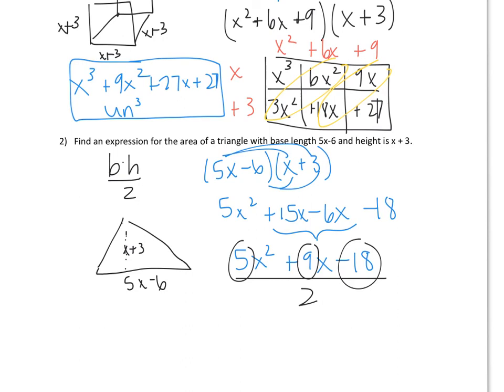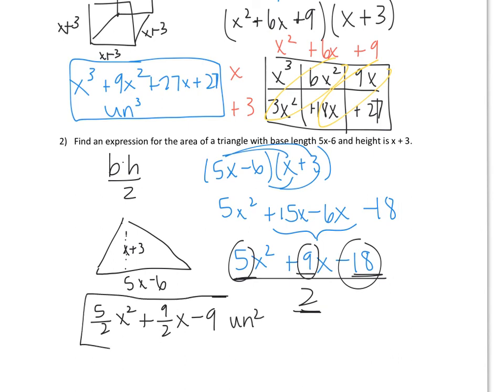So I get 5 halves x squared, and I'm not allowed to divide the exponents, because these are just numbers. I'm not allowed to take out any variables, or excuse me, exponents with the variable. So I get 5 halves x squared plus 9 halves x, and then minus 9. And then for area, it's units squared, and that would be my final answer.